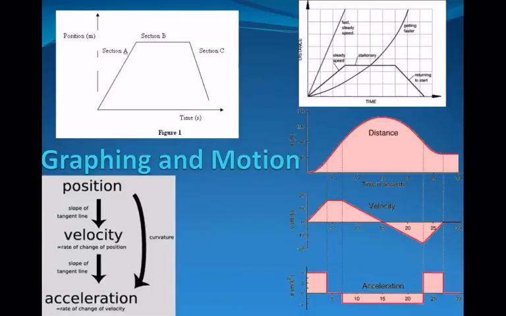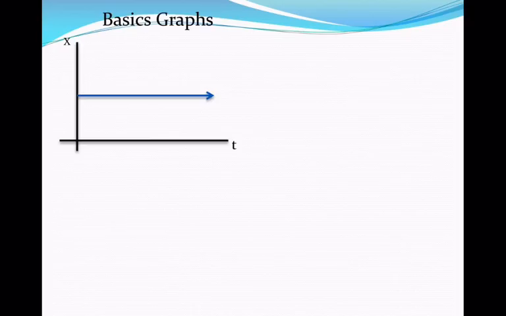All right, we're going to look at graphing and motion in this. So to start us off, here is probably the most basic graph that we can look at. This is a position versus time graph. Position on the y-axis here, time on the x-axis, okay? And you're pretty much always going to have time on your x-axis for these motion graphs, okay?